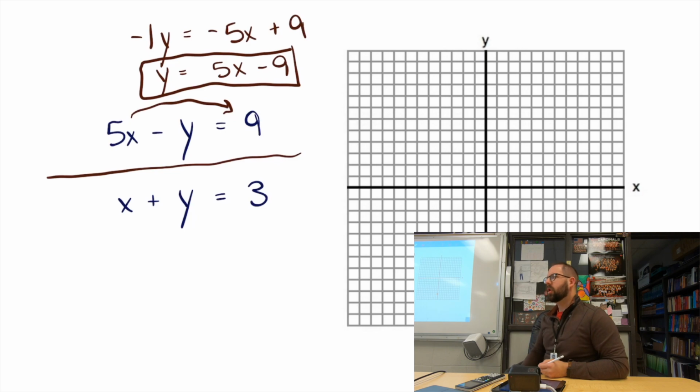And then what is my slope telling me to do? It's 5 over 1. Yeah, rise 5, because it's a positive slope, and then run 1 to the right, because you can always put any whole number over 1. So rise 5, run 1, rise 5, run 1, and you get the idea.